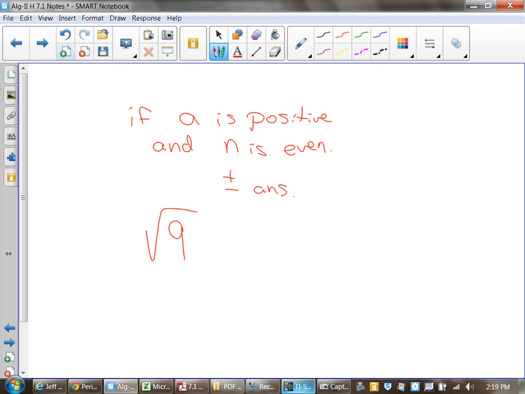what's the square root of 9? 3. So that's plus or minus 3. What's the 4th root of 16? Plus or minus 2. Okay?